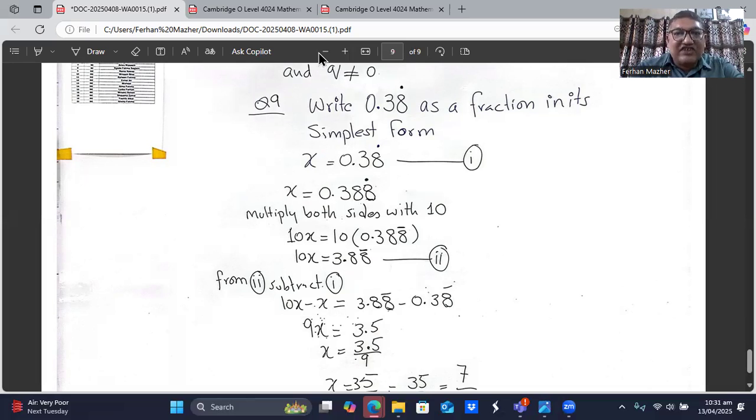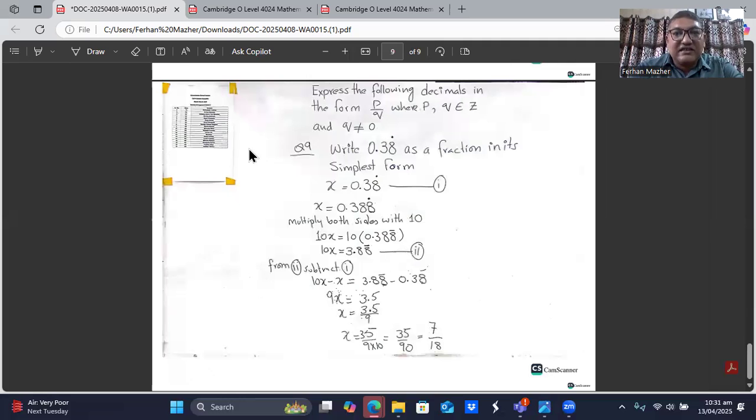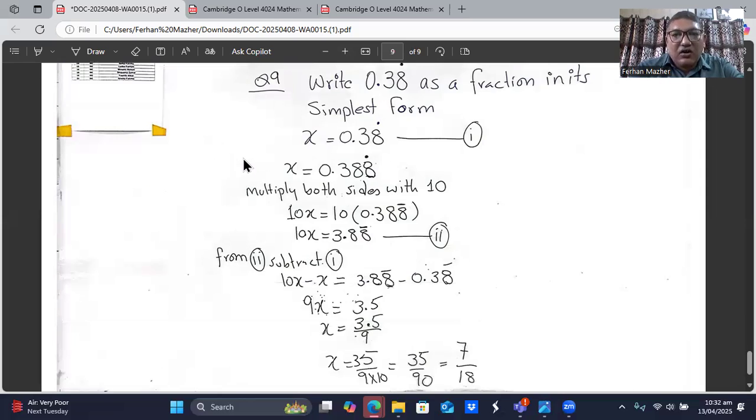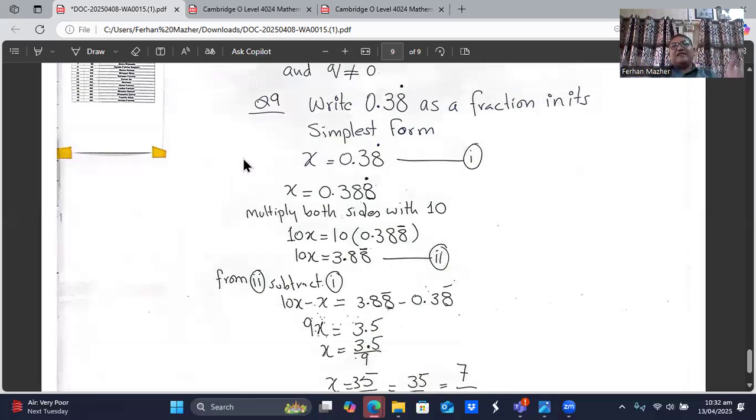So they are rational. Sorry, I said irrational. They are rational. They are not considered irrational. Okay, so question number 9, another question which we have collected from different sources, just to give you some practice on this topic.